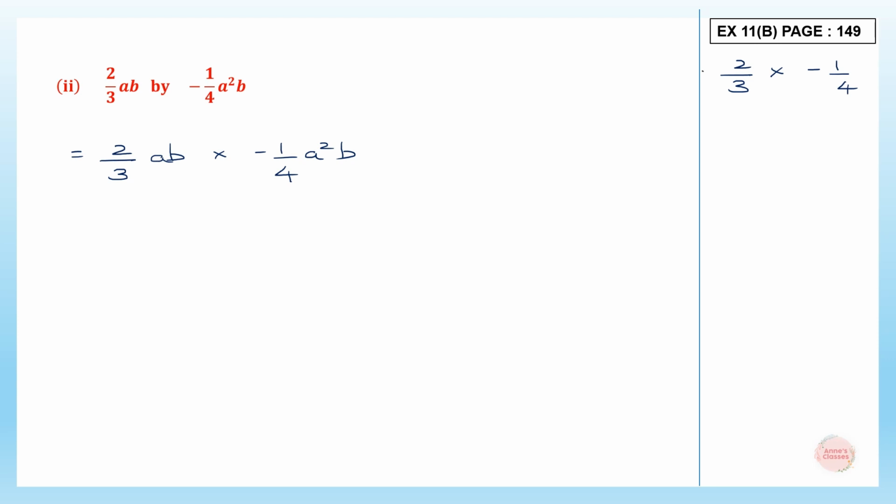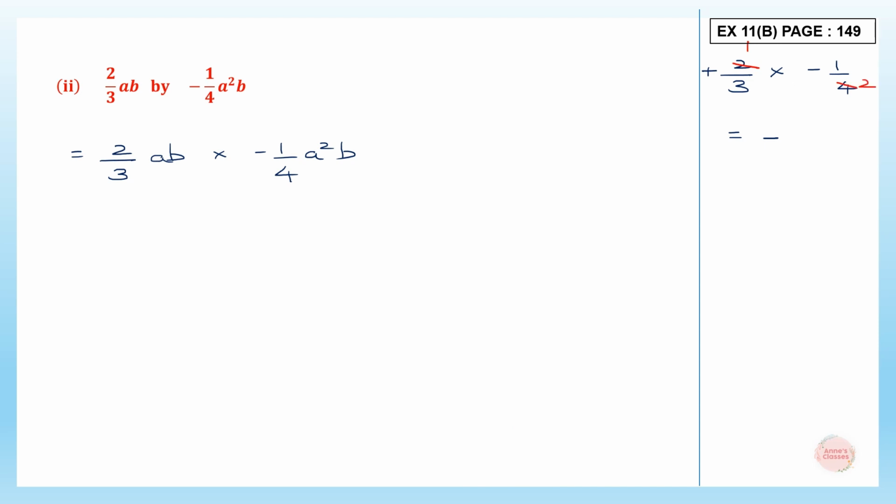So first look at the sign. So here we have plus, there we have minus. Plus into minus is minus. Now multiply the numbers 2 by 3 into 1 by 4. So here, as you can see, it is multiplication of fractions. So you know how multiplication of fractions is done? You can cancel. I can cancel 2 and 4. So I can cancel this by 2. 2 ones are 2, 2 twos are 4.